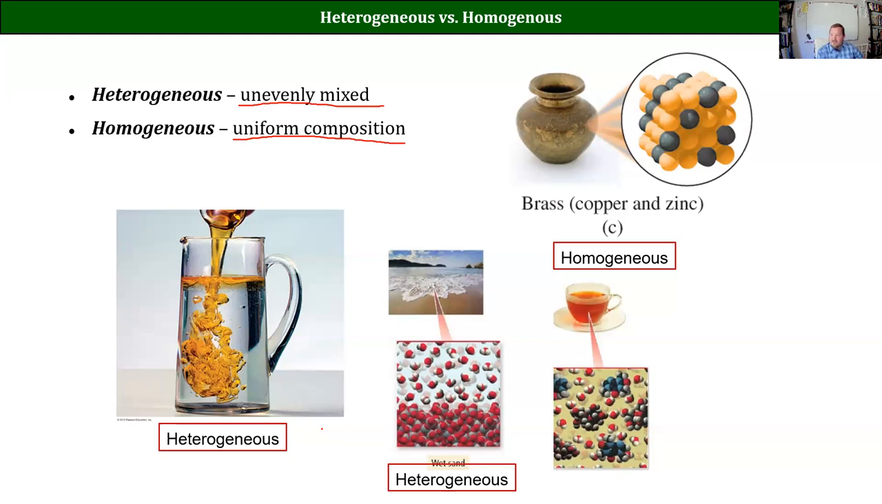Because the last sip of tea tastes the same as the first sip of tea might actually be a good answer for why you think it's homogeneous. But if you're making your tea and the last sip is sweeter than the first sip, then maybe it's not homogeneous. Maybe it's heterogeneous, and you could explain it that way.